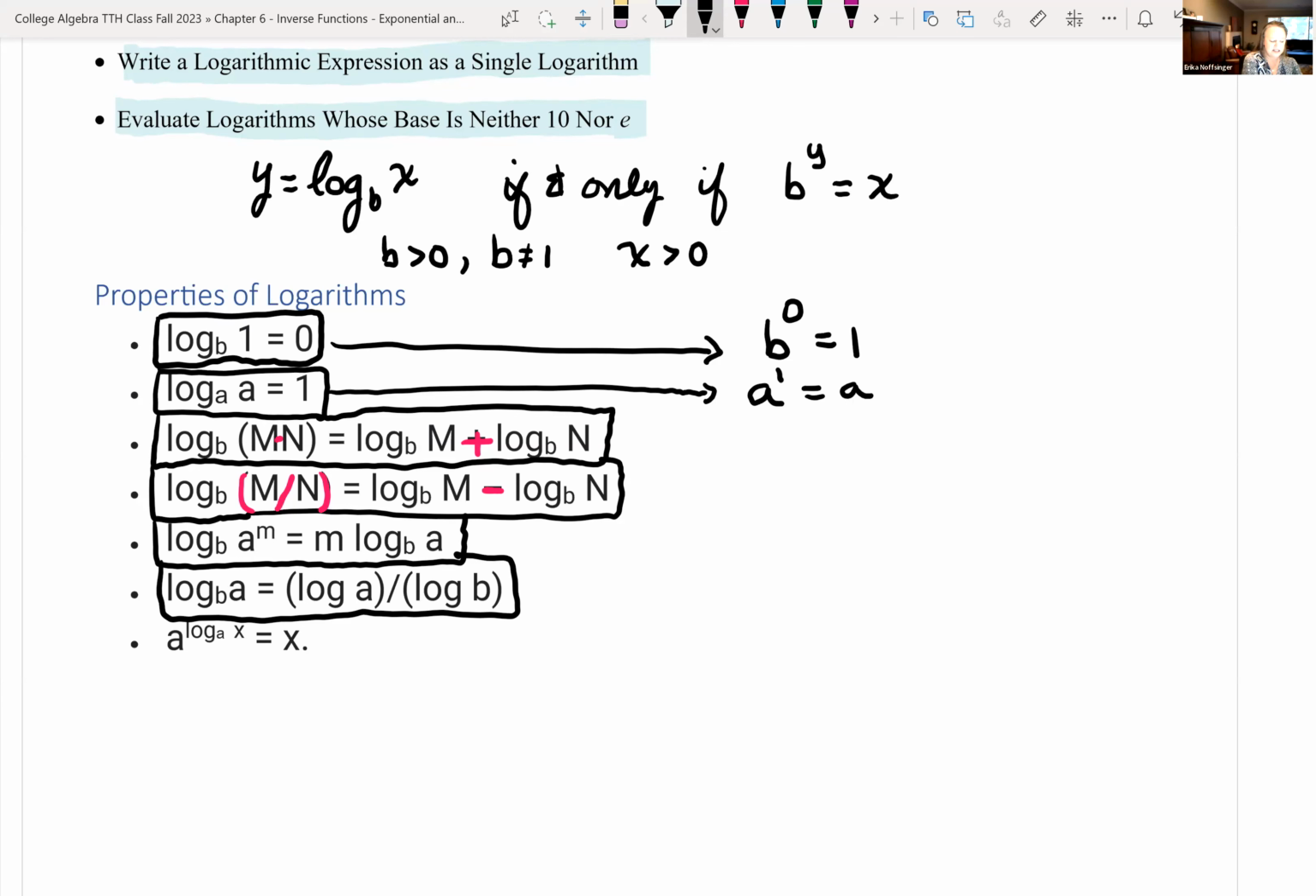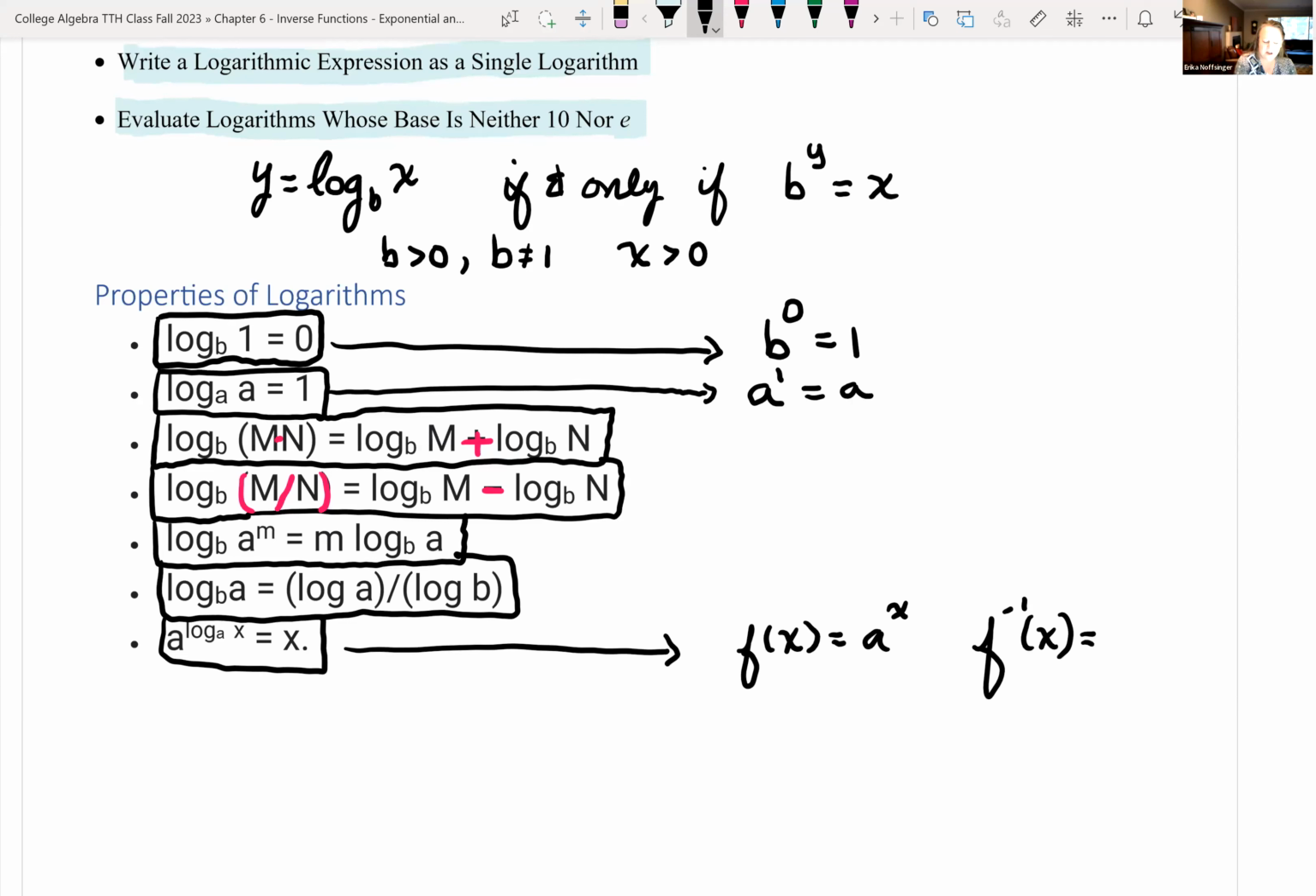And then the last one is if we have a raised to log base a of x, then this is equal to x. This has to do with these being inverses of each other. So if we had f of x is equal to a to the x, then f inverse of x we saw was log base a of some value x.